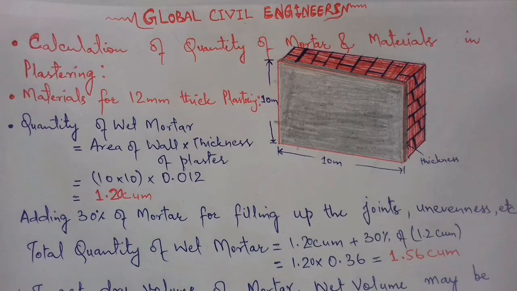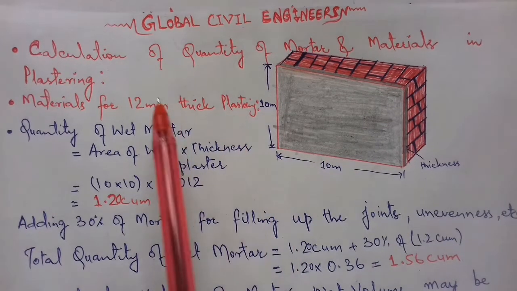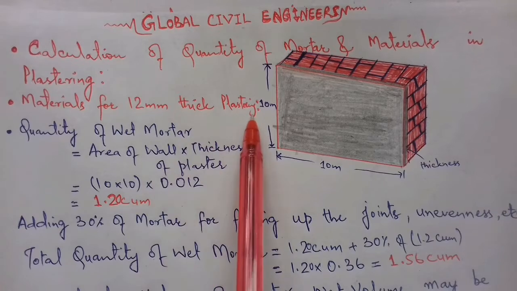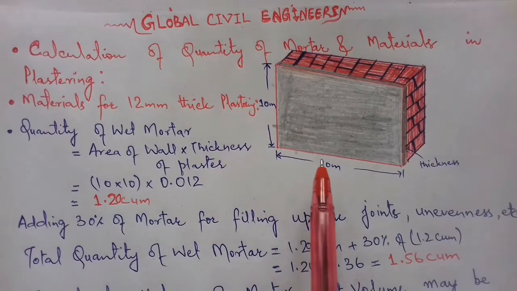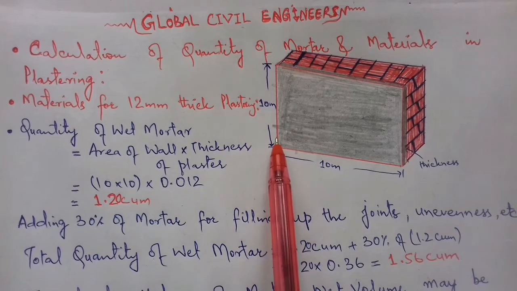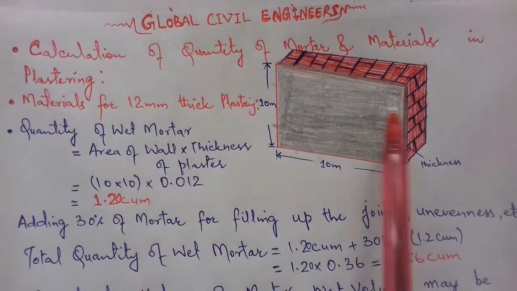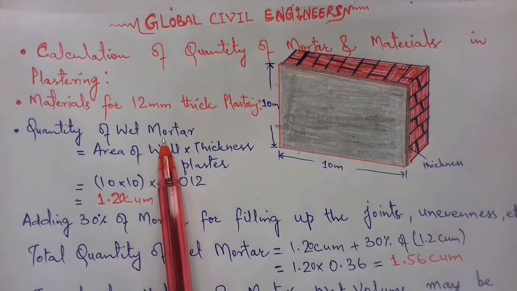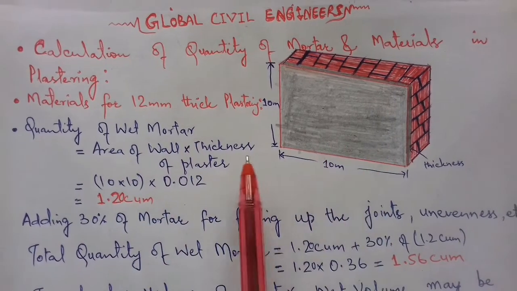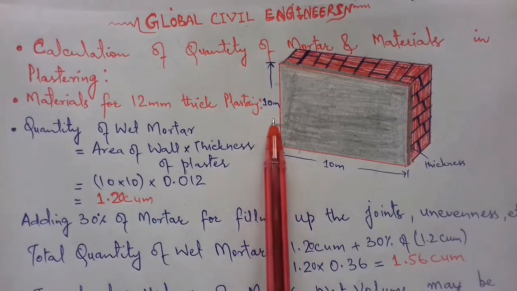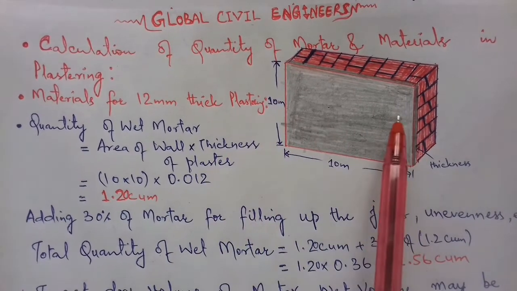In this video lecture, I have covered many topics about plastering. Let's calculate the quantity of mortar and materials in 12 mm thick plastering. We have a wall whose length is 10 meter and height is 10 meter, and its plastering thickness is 12 mm. We know the quantity of wet mortar is the area of this wall, length multiplied with the height, into the thickness of plastering.